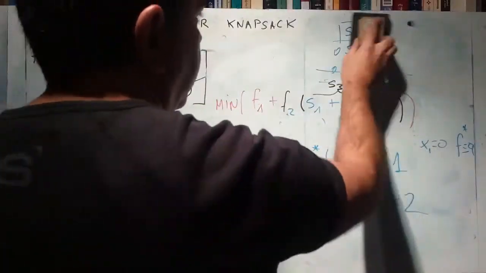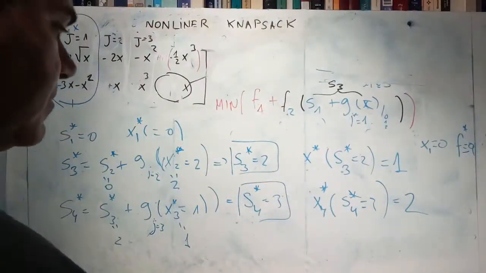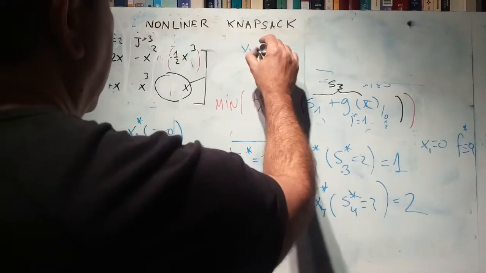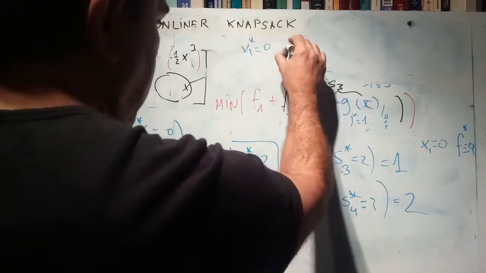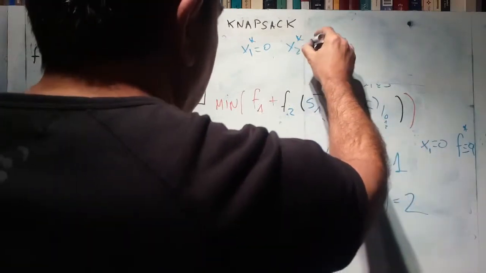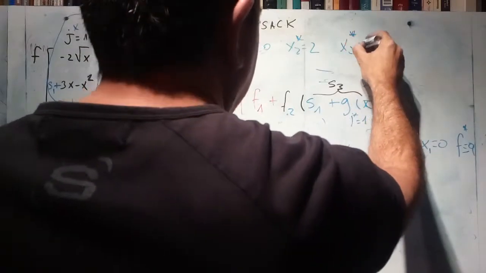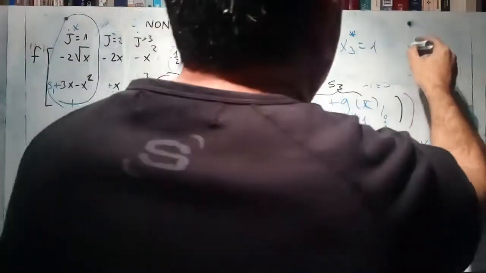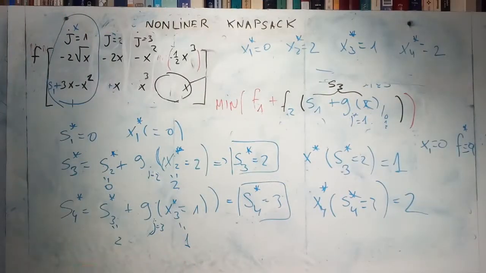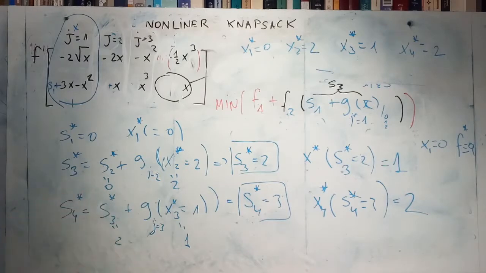We have solved the problem. The optimal solution of this knapsack, just collecting the results, is x1 being 0, x2 star being 2, x3 star being 1, and x4 star being 2. In this way we minimize the objective function, the cost function.